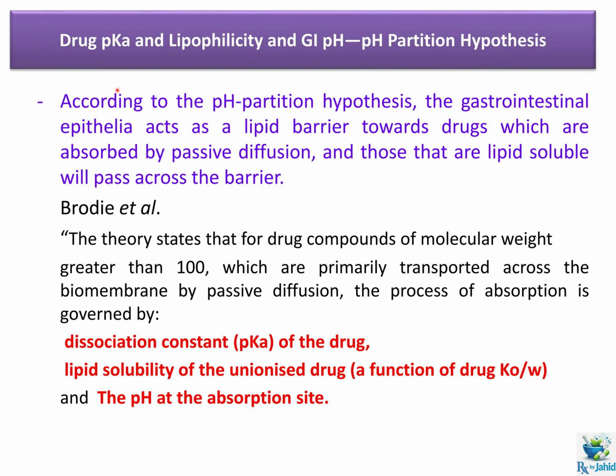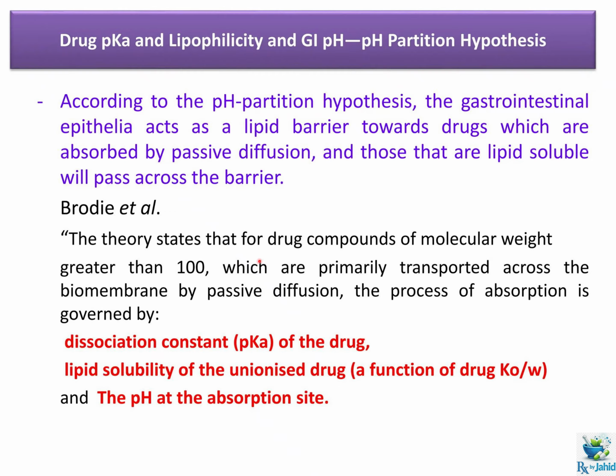Our next important topic is the pH partition hypothesis. This is the most important concept to be understood in this lecture. According to the pH partition hypothesis, the GI epithelia acts as a lipid barrier toward drugs which are absorbed by passive diffusion, and those that are lipid soluble will pass across the barrier.